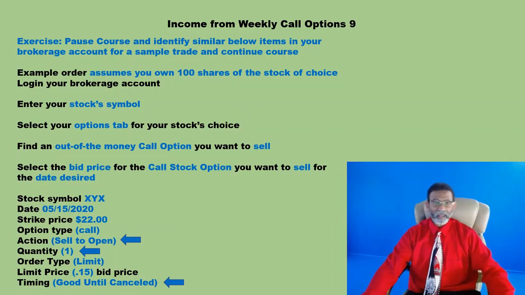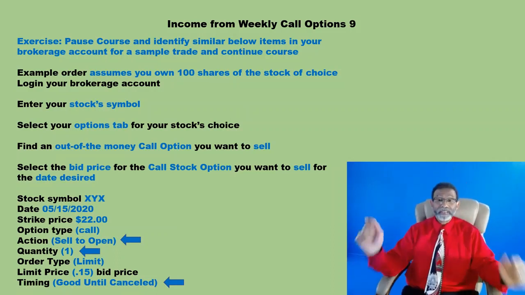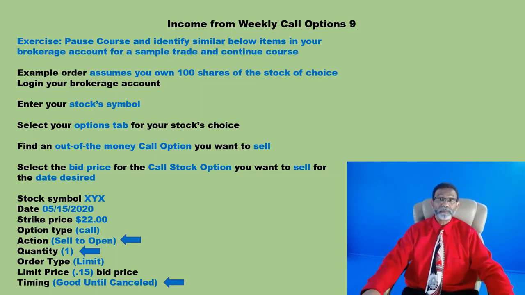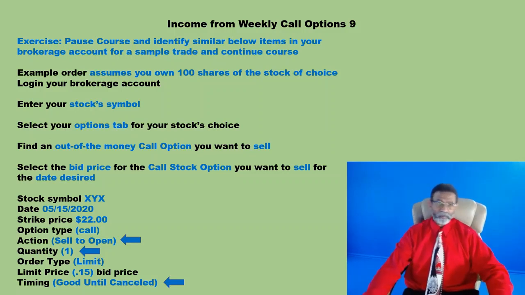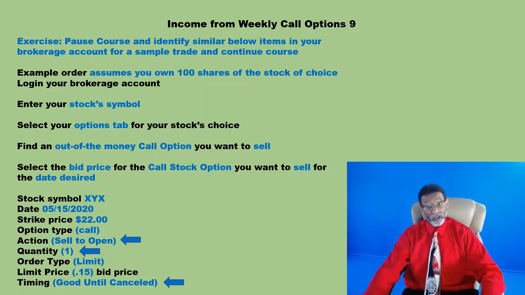Okay, exercise time. Pause the course and identify similar items below in your brokerage account. Be aware of where these particular tabs are when you are actually putting in a trade. In this example, assume you own 100 shares of the stock of choice. From that list that you generated in the prior portion of the training course, pick a stock and log into your account, put in the stock symbol, and select the options tab for your stock of choice.